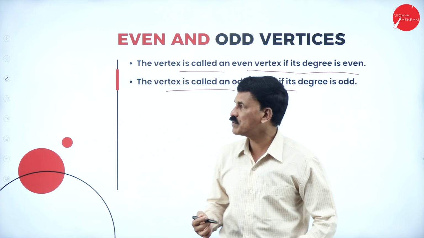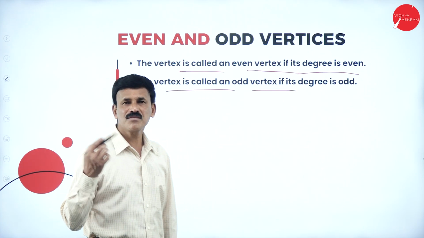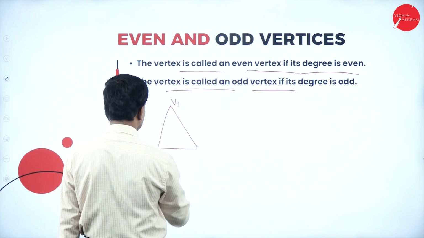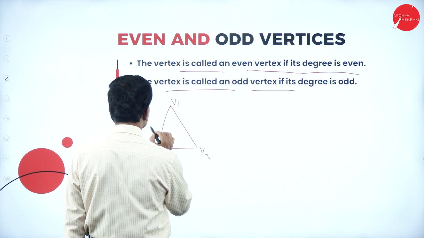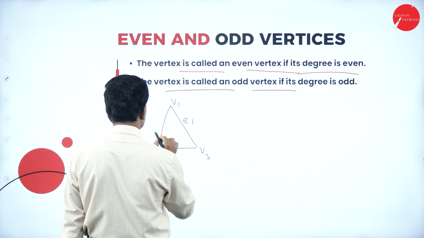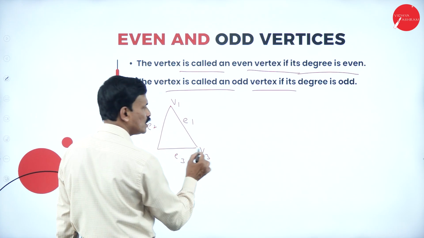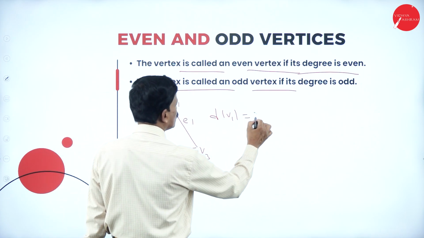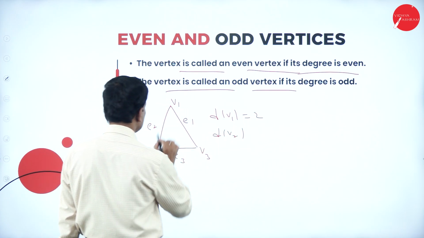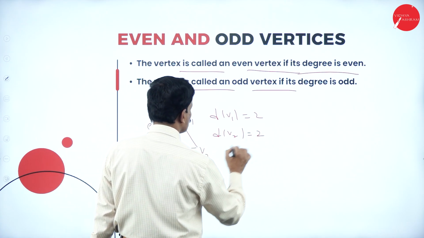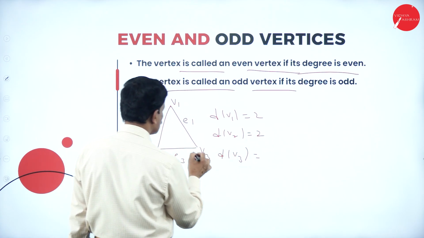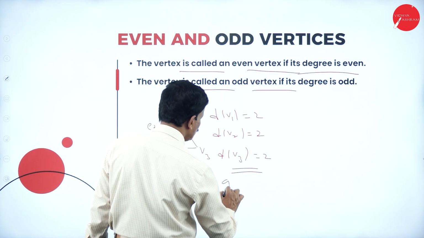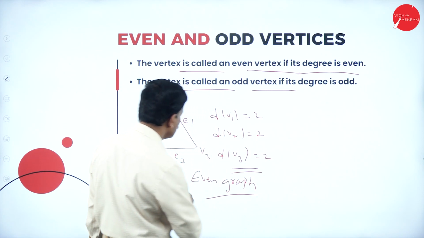Now let us take an example for even and odd. Let us take a very simple example for even: this is V1, V2 and V3, and the edges are E1, E2 and E3. Write down the degree of V1. Here the degree of V1 is 1 and 1, that is 2. The degree of V2 is 2, and the degree of V3 is also 2. So this is an example for an even graph.